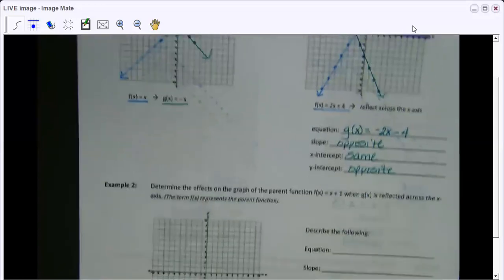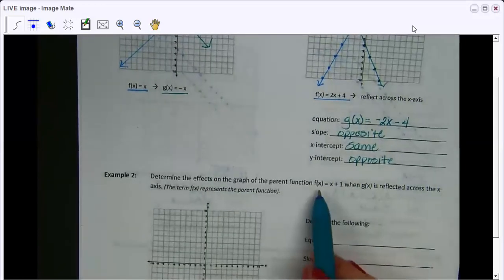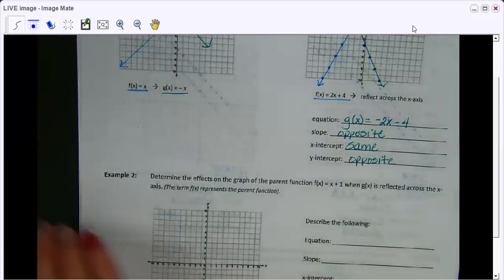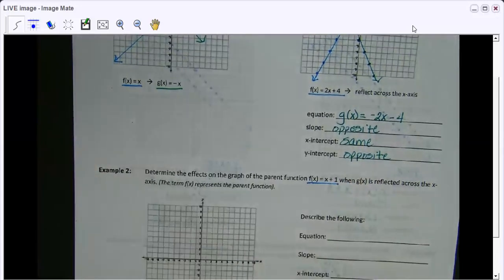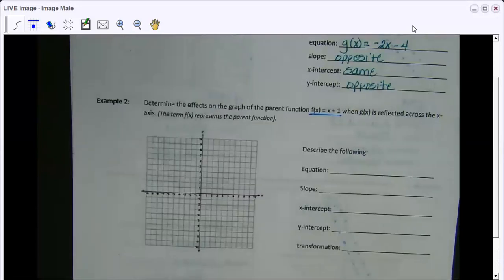So now what I want you to do is example 2 on your own. You're going to graph f of x equals x plus 1, and then you're going to reflect it across the x-axis and fill out the descriptions. All right, I'm going to have you do that on your own, and I'm going to pause the video.